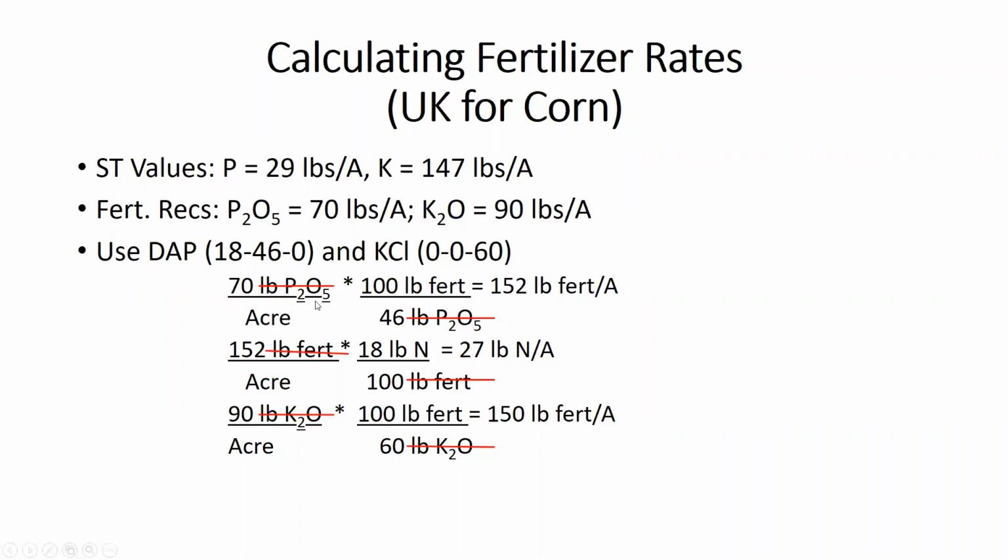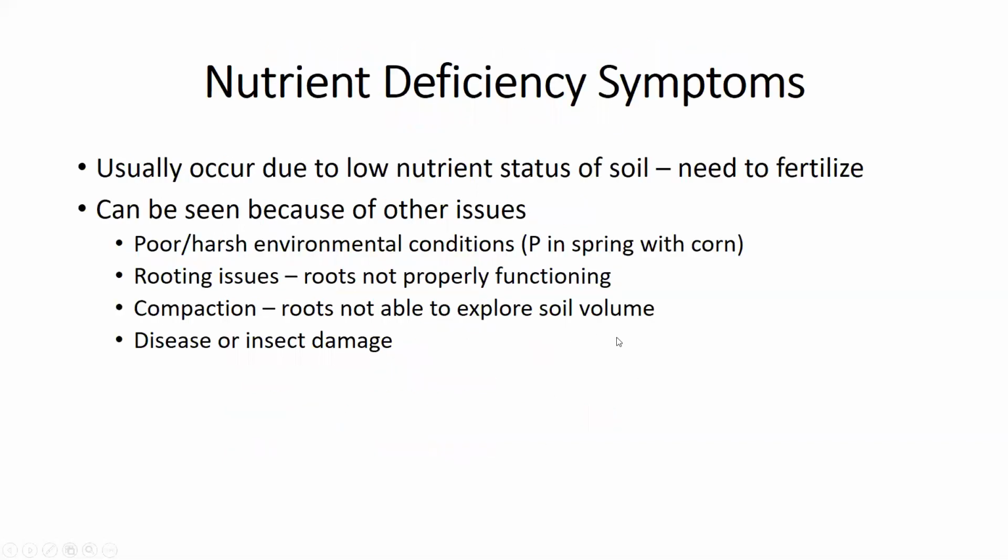Well, hey, I'm growing corn, so DAP is 18-46-0, so 18 pounds for every 100 I have in nitrogen in that DAP. So 152 pounds, every 100 pounds of fertilizer, I have 18 pounds of N. So I get roughly 30 pounds of N from my DAP. So these are just real basic fertilizer calculations.